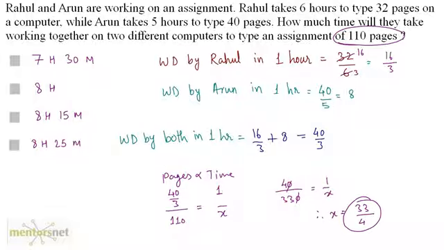And now we can divide 33 by 4. Well, let's do it. 33 by 4. 4 8s are 32. So this is basically 8 1 by 4. So 8 1 by 4 hours. So 8 hours and 1 by 4 hours. And 1 by 4 hours is 15 minutes. So 8 hours 15 minutes is the correct answer.